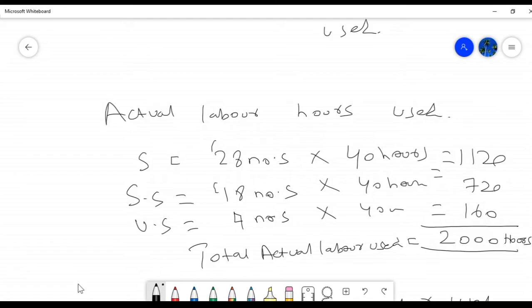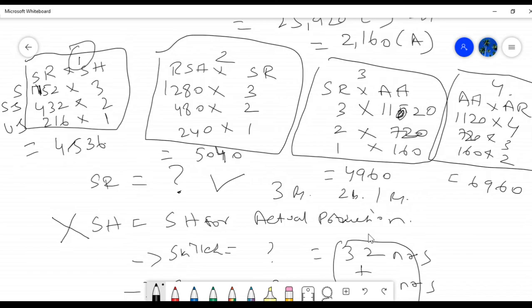Then what is the last one? Actual hours into actual rate. That is 1120, 720, 160. So 1120 into what? Actual rate is given in the question directly. That is 432. If you multiply and add all together, what is the answer you are getting? 6960. Okay, one is 4536, second one is 5040, third one is 4960, fourth one is 6960.